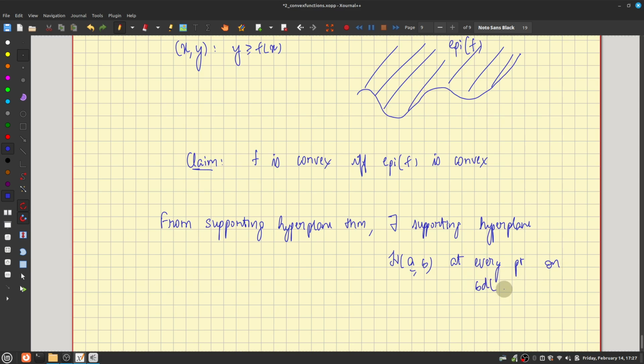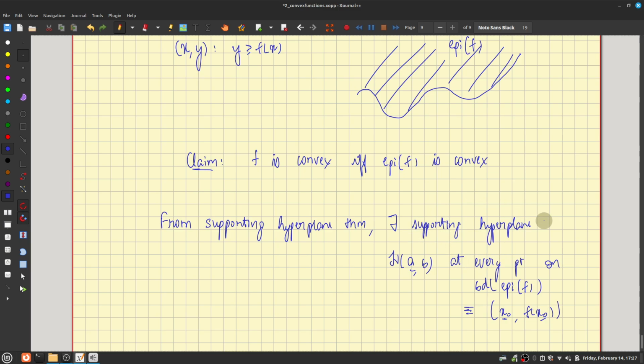The boundary of the epigraph of f, or in other words, this is the same as for every x naught comma f of x naught. So every point on the boundary of the epigraph is nothing but every point on the function, on the surface that defines the function, which is x naught comma f of x naught.